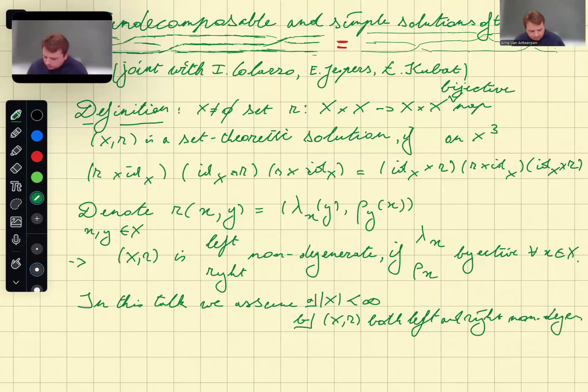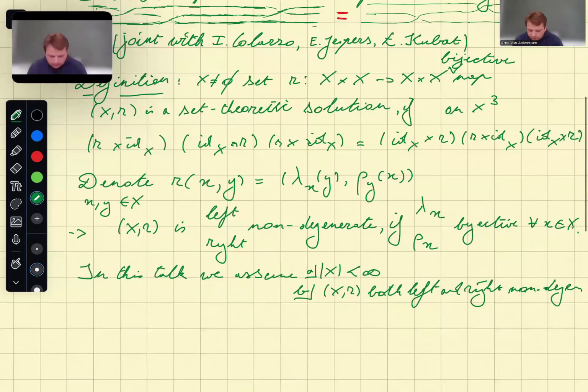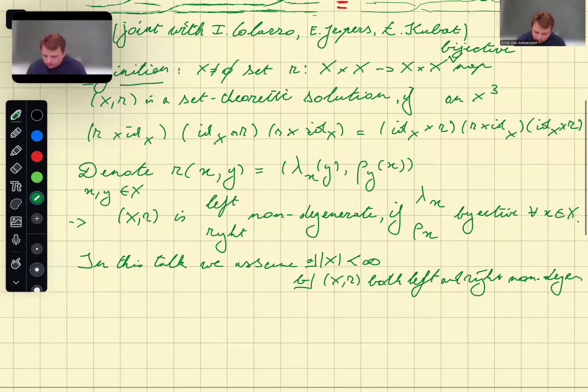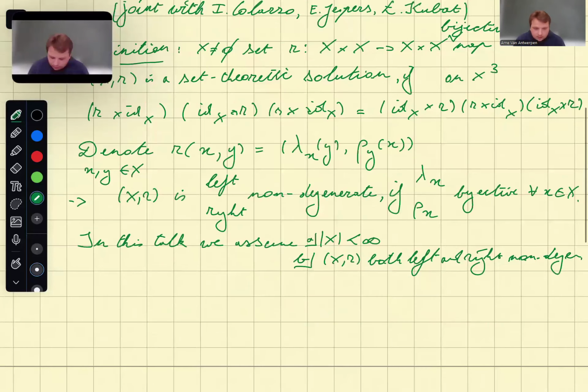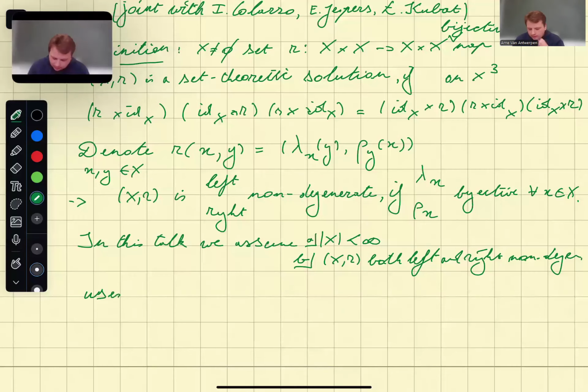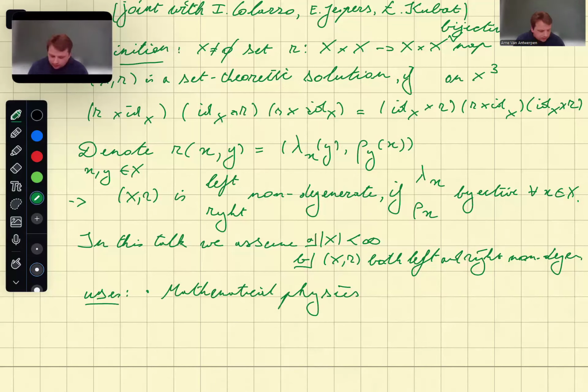All right. So some examples of such solutions. Well, where do you find these solutions? Maybe I should discuss that. Where do people use or see these solutions pop up? Well, they come originally from mathematical physics, in the work of Yang and Baxter. Also in dynamical systems, they are very much present. Where they also pop up are in Hopf algebras, and in particular for the Drinfeld quantum double.